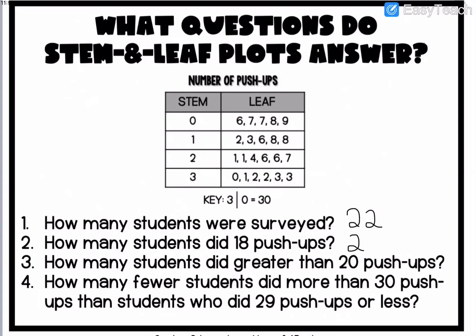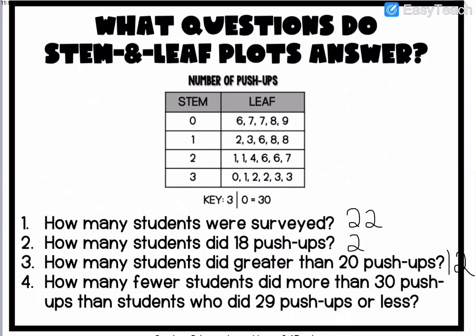How many students did greater than 20 push-ups? So you have to look at all the numbers that are larger than 20. So if I'm in my 20 row, we start at 21, so that's greater than 20. So 1, 2, 3, 4, 5, 6, 7, 8, 9, 10, 11, 12. 12 students did greater than 20 push-ups.